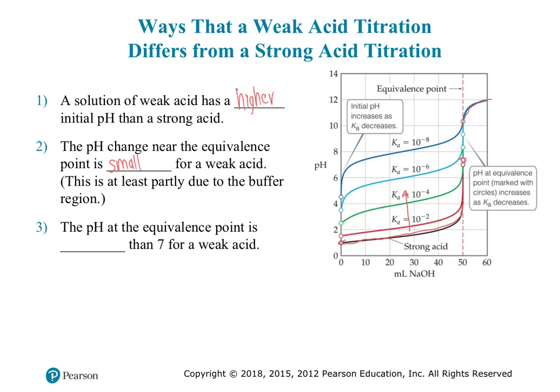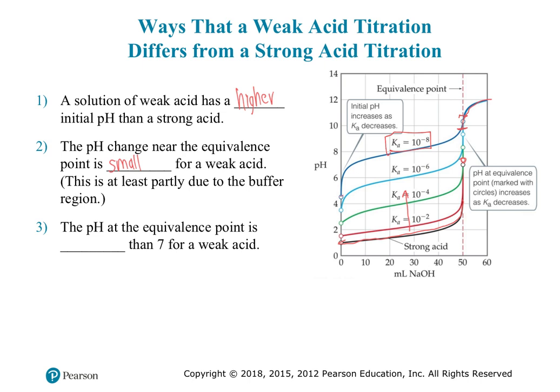So for my strong acid, I had quite a large range in pH when I hit my equivalence point. But for a weak acid, let's look at this really weak acid with a Ka of 10 to the negative 10, it just has a tiny little range at equivalence point. And that has to do with the buffering capacity.